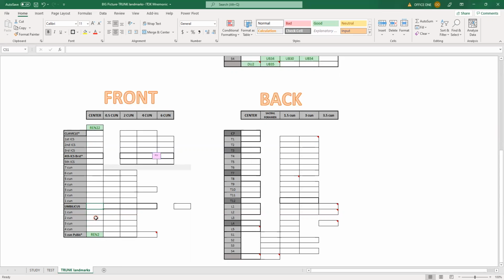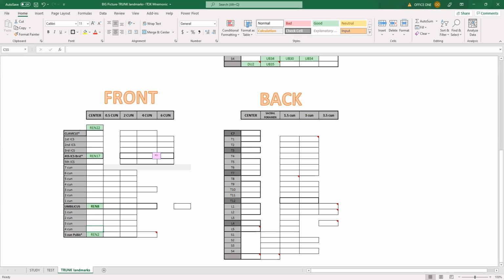Then we move to the umbilicus, which is REN 8. Then we move to the fourth intercostal space, which is REN 17. Okay, so we have the main landmarks numbers here. Now we just have to count upwards with a special thing here in between.